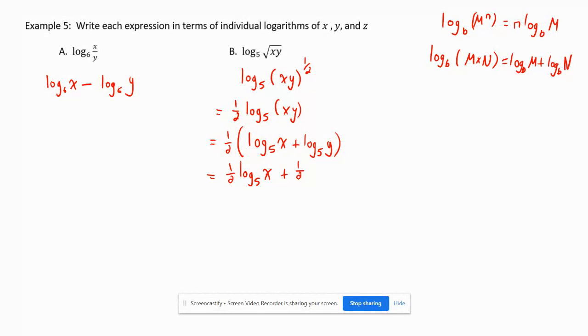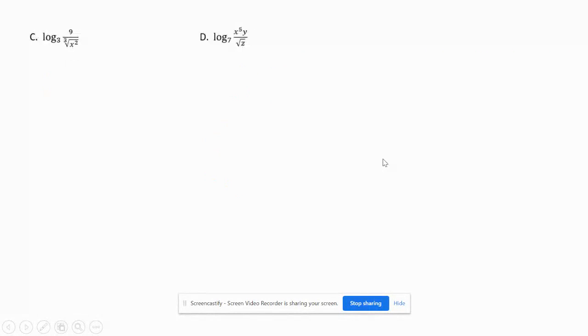So the instructions for this question said, write each expression in terms of individual logarithms of x, y, and z. There's no z's in this case over here, but that's okay. So again, we're done. This is an individual logarithm in terms of x, and this is an individual logarithm in terms of y over here. So we've separated those like this. We're going to come across some questions, guys, where we need to be able to use these laws to simplify a logarithmic expression.